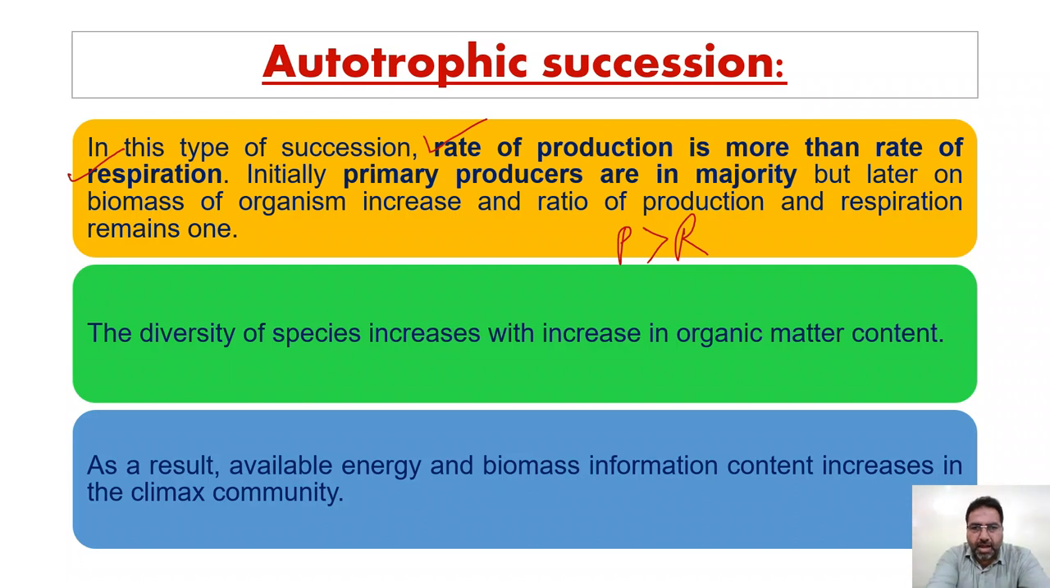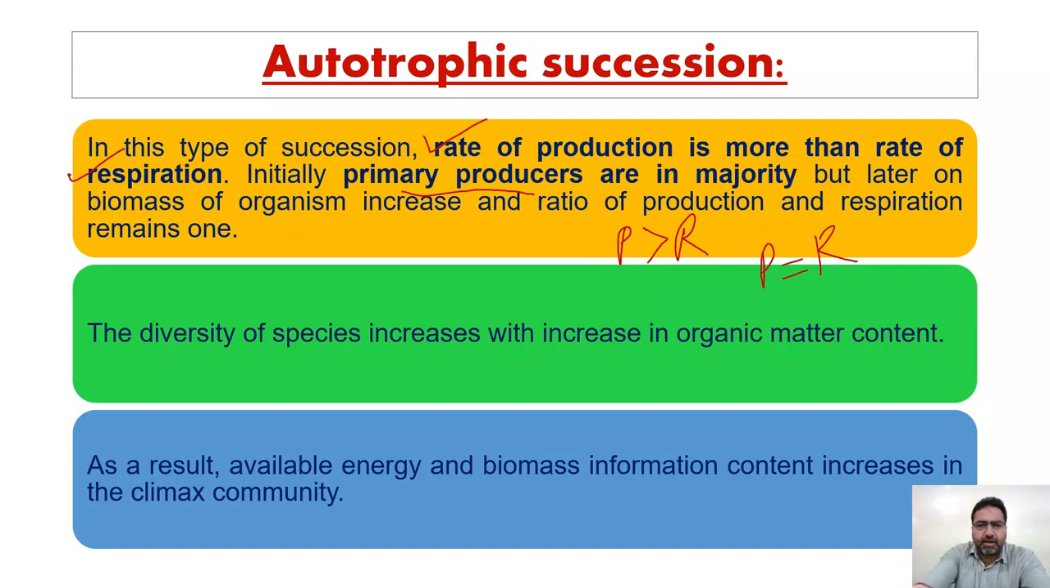Initially, primary producers are in the majority, but later on, the biomass of organisms increases and the ratio of production to respiration becomes equal to 1. So in this type of succession, the rate of production is more than the rate of respiration initially because primary producers are in the majority, but later on, when the biomass increases, the rate of production becomes equal to the rate of respiration, P equals R.